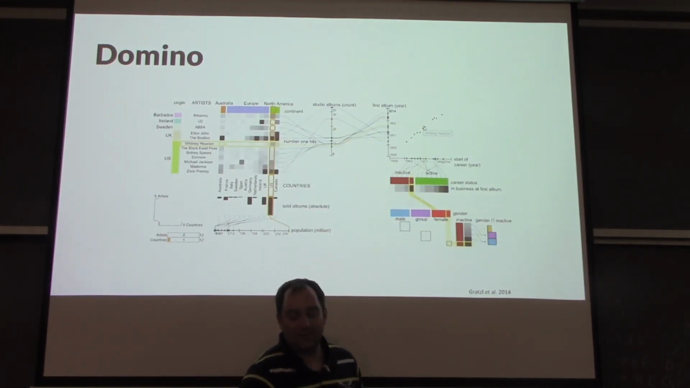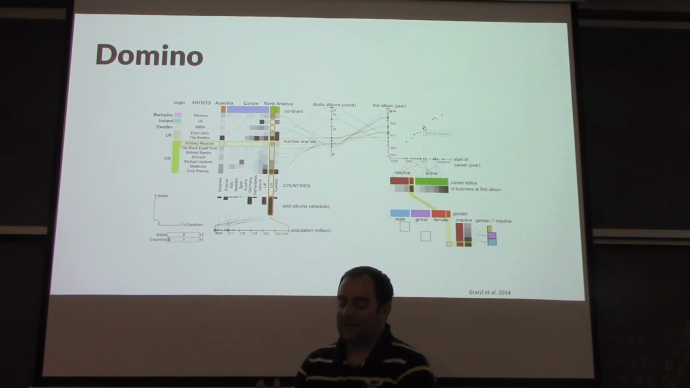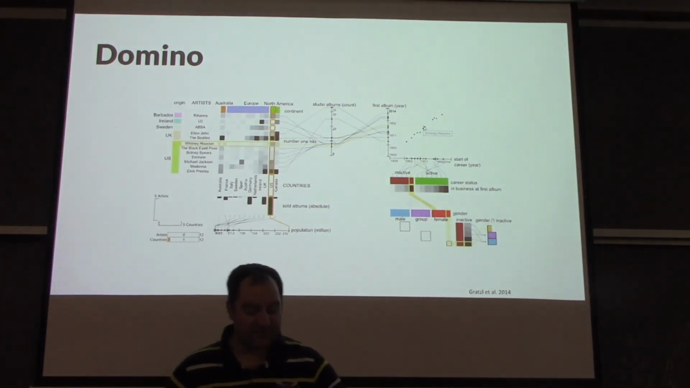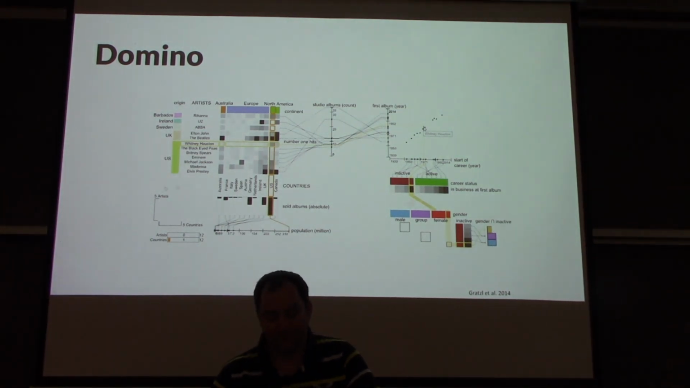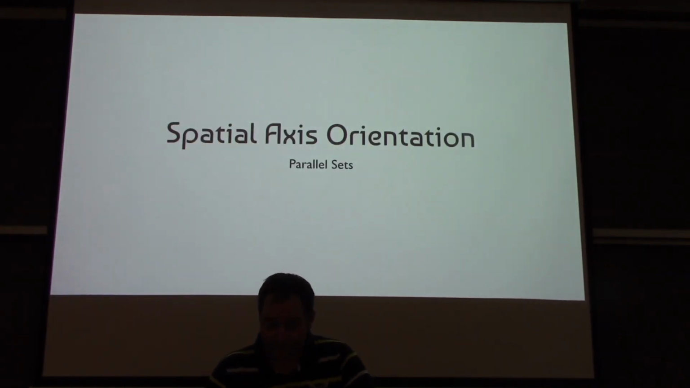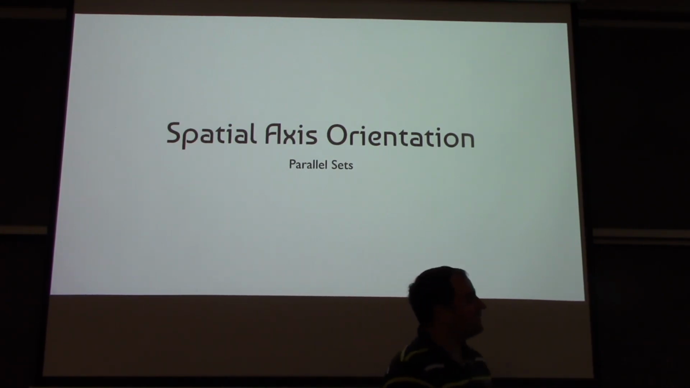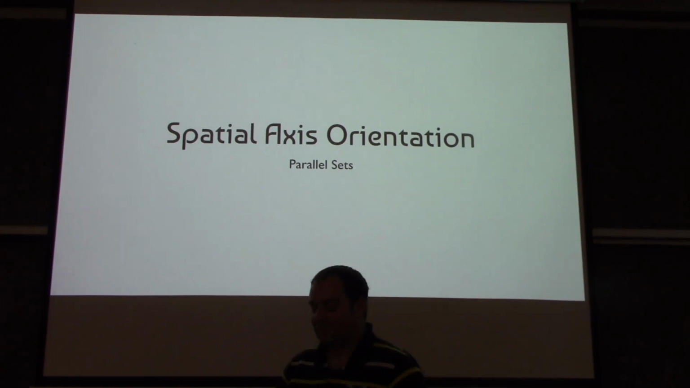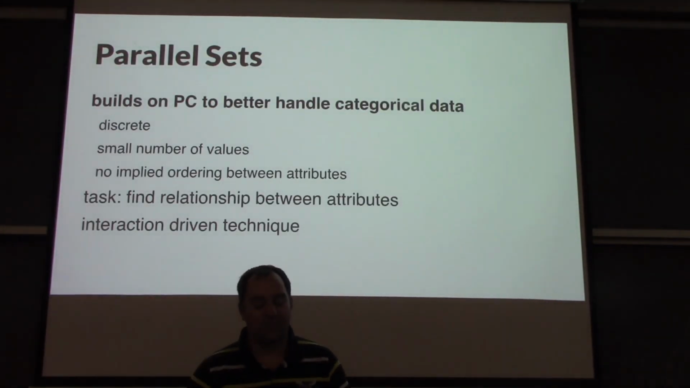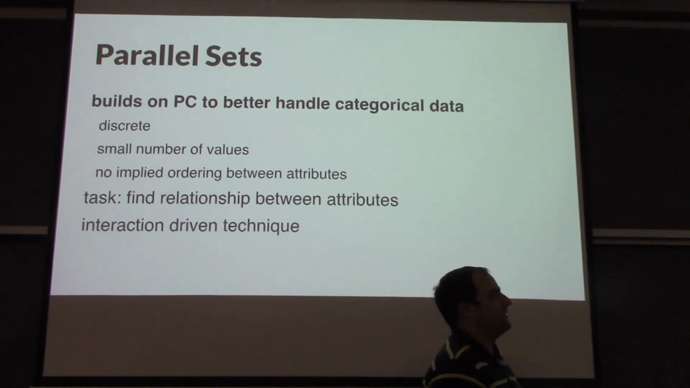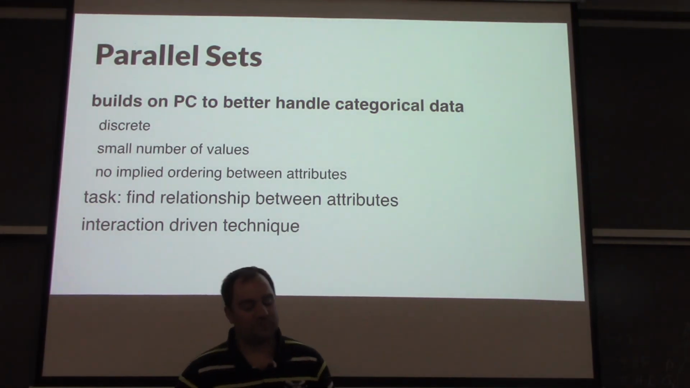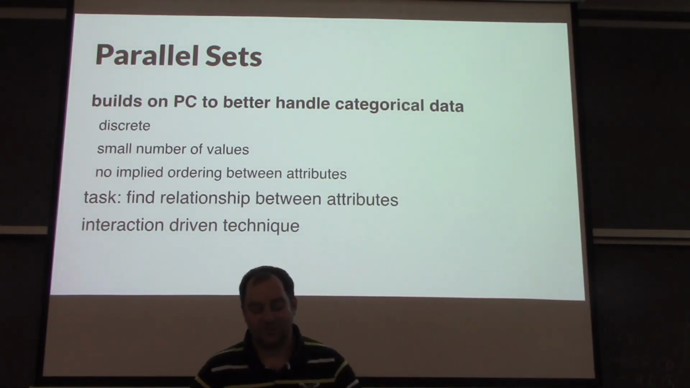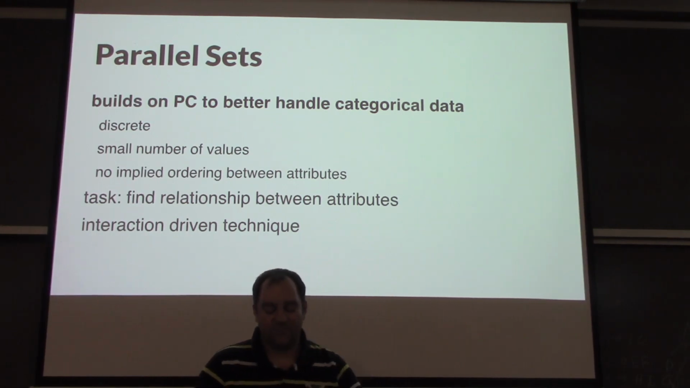And I've shown you this before. Here, we're combining different kinds of visualizations, like the spatial axis orientation with pixel-based heat maps, and with categorical visualizations, and with some summary statistics. And so we can create these combined visualizations. A special case for spatial axis orientations are parallel sets. Parallel sets are especially suitable for categorical data, or actually only suitable for categorical data. They're very similar to parallel coordinates, but they work with discrete categories and smaller numbers of values, and they also don't have an applied ordering between attributes.